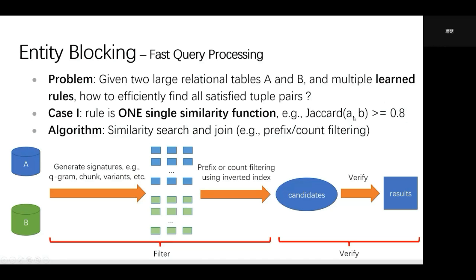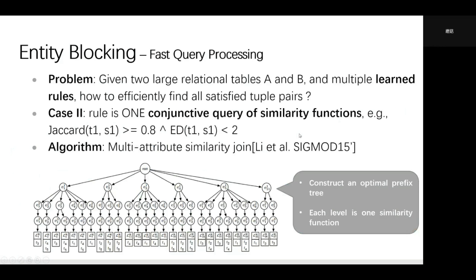Firstly, we transform each tuple in A and B to signatures such as q-grams, tokens, or variants. Secondly, we use prefix count filtering with an inverted index: if two tuples are similar enough, they should be placed in at least one bucket. And then we adopt the Cartesian product in each bucket of the inverted index and verify these pairs using the similarity function. The second case is that the rule is one conjunctive query of similarity functions.